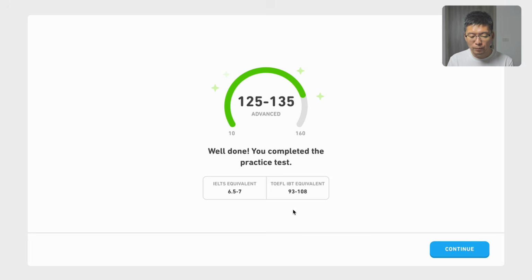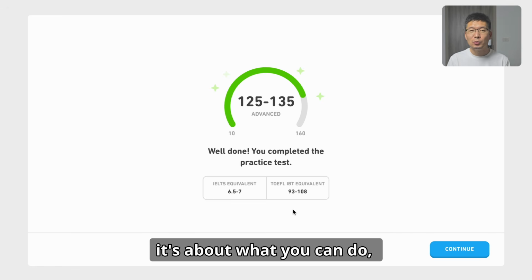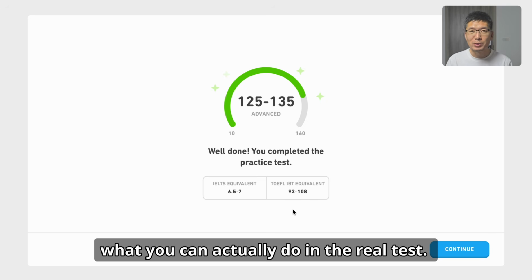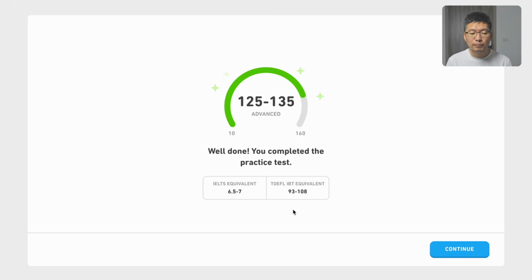And do it by yourself. Because I always say the DET is not about what you know, it's about what you can actually do in the real test. And what you can do comes from the practice, okay?